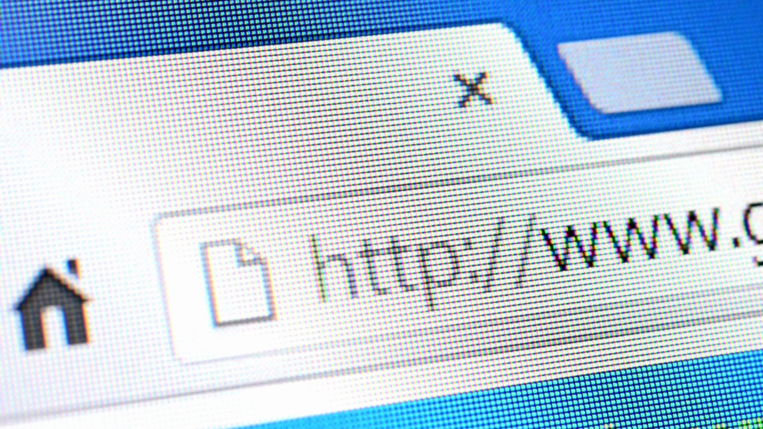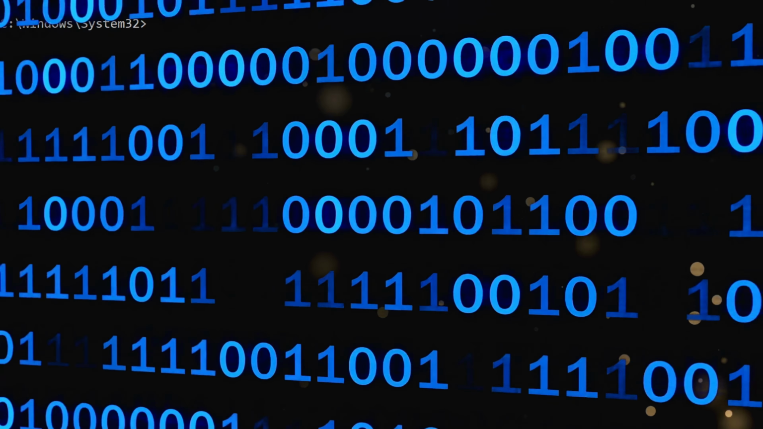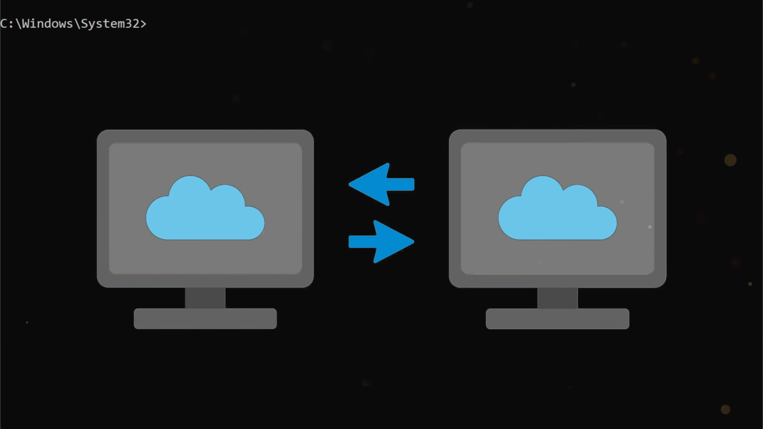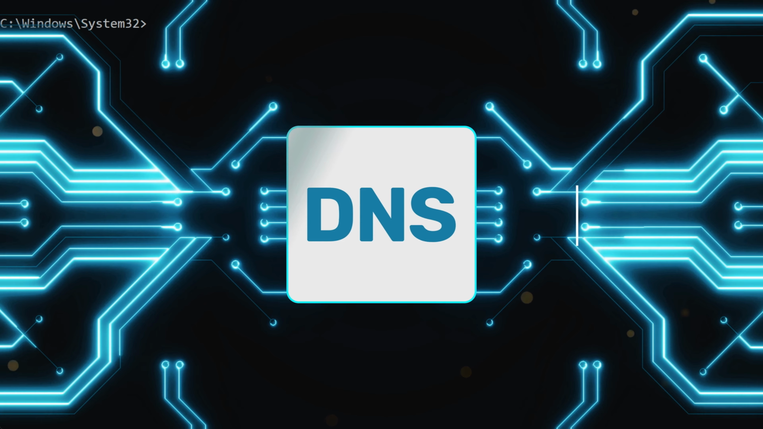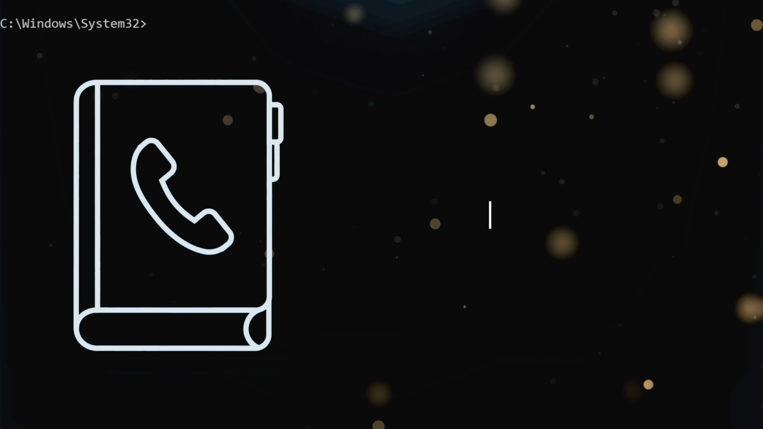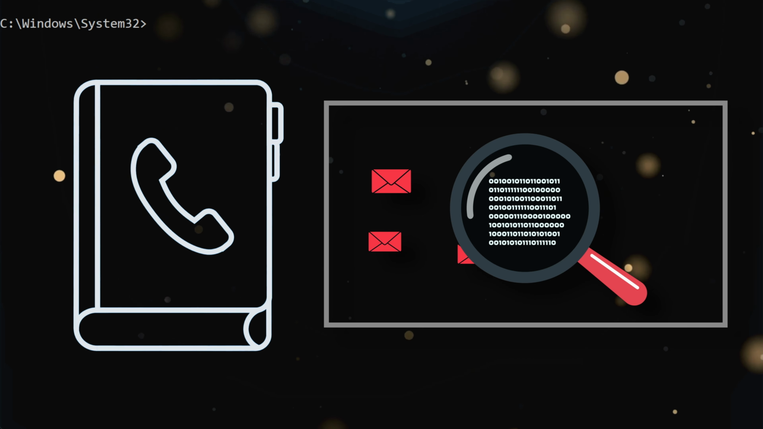Here is the problem it solves. Your browser doesn't understand website names, not one. It only understands numbers. Something translates between the two instantly every time you hit enter. That something is DNS, Domain Name Server, the internet's phone book. And NSLOOKUP is the tool that queries the phone book directly.